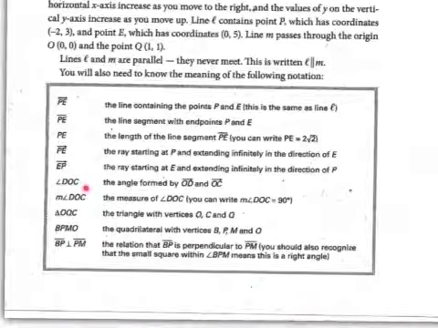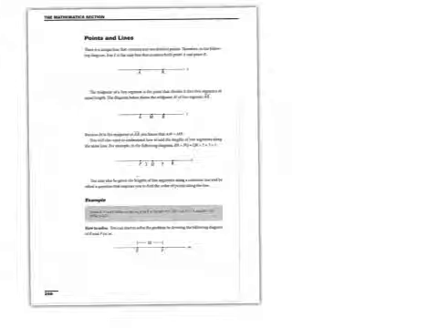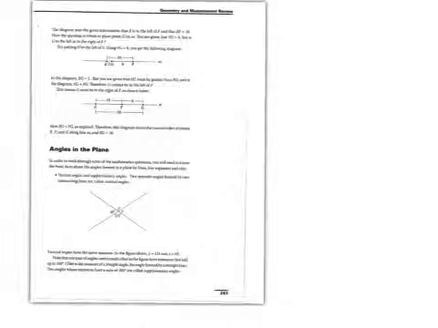Angles: this is referring to the object, and this is referring to the measure. So the object angle is referred to as angle DOC. The measure of that angle is clearly m angle DOC. Triangles, quadrilaterals, perpendicular lines, just some common notation there. Points and lines, you can read through this. Basically, a point can be on a line. Points that are on the same line are considered collinear. There's some examples.